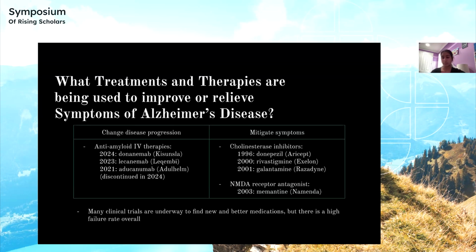While the list of approved treatments to counteract Alzheimer's disease is small, there are many clinical trials underway to find new and better medications. However, there is a high failure rate overall, and many prove ineffective as they don't target the early pathology of Alzheimer's. Other novel treatments are based on the idea that diseases with common dysregulated pathways have similar therapeutic targets, and the anti-diabetic medication metformin is currently being investigated as a potential therapy for Alzheimer's disease, though current data is limited.